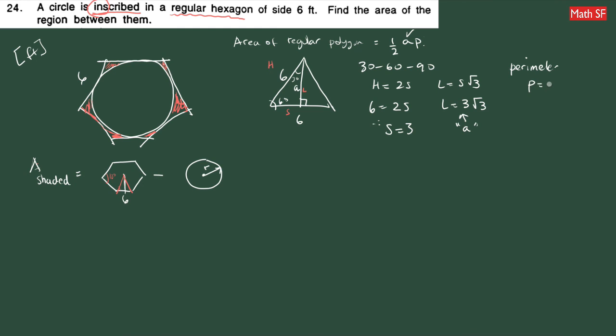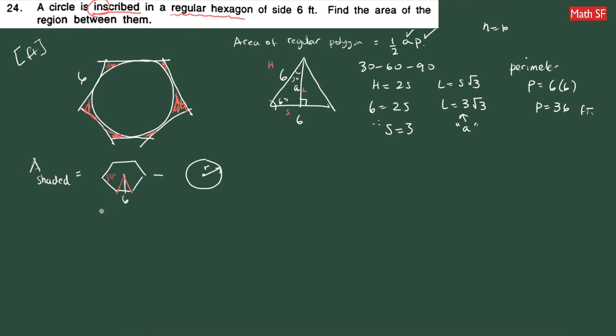Perimeter equals, how many sides does this have? This is n equals 6. So I'm going to have 6 sides times each side, which is 6. Therefore, my perimeter is 36 feet. Now, do I have enough things to find the area? Yes. So let's leave that for a minute.